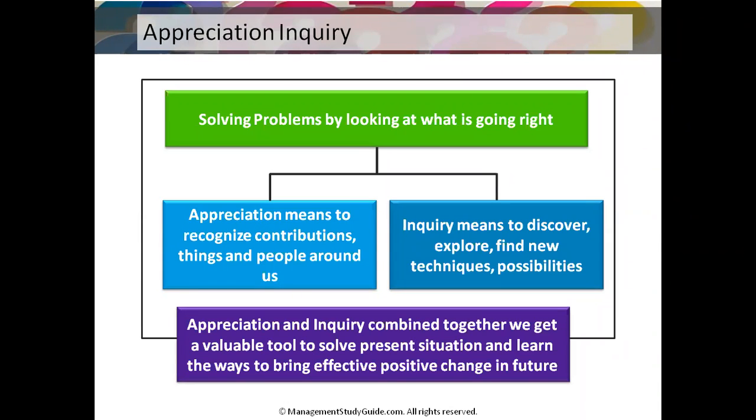Appreciative inquiry: solving problems by looking at what is going right. In safety, health, and environment, we have what we call unsafe act auditing, and the process of unsafe act auditing is a process of appreciative inquiry. So what do we mean by appreciative inquiry? You start first with what is being done right. By appreciating what is being done right, you create an environment to easily find out what is not working.